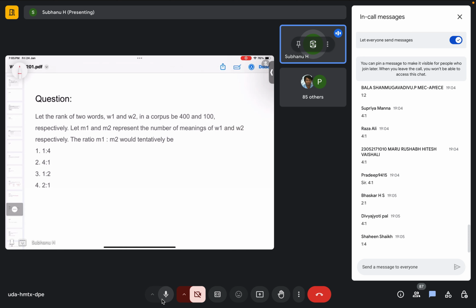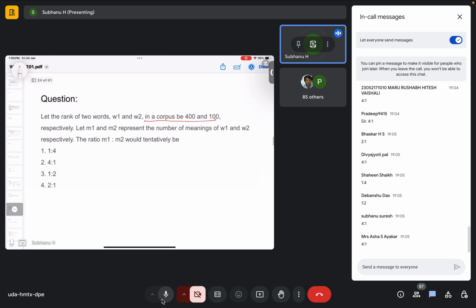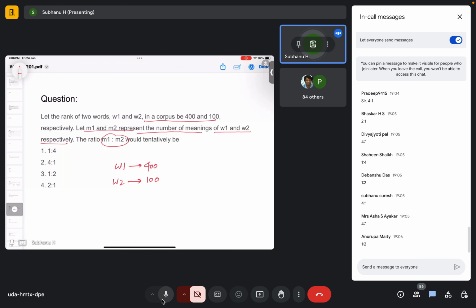Some of you have answered it 4:1 or 1:4. Okay, let's see. It says let the ranks of two words W1 and W2 in a corpus be 400 and 100 respectively, so W1 is 400 and W2 is 100. Now let M1 and M2 represent the number of meanings of W1 and W2 respectively. The ratio of M1 to M2 is? So how will this be solved?